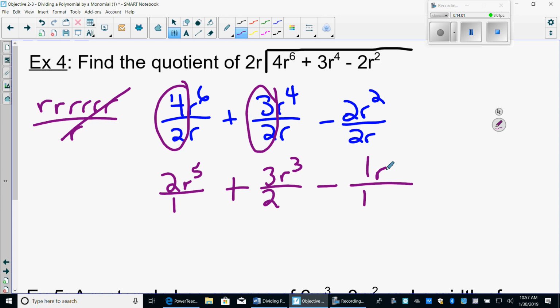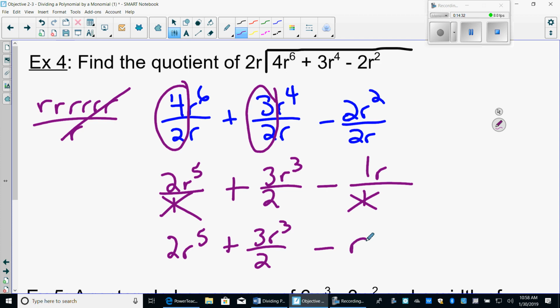Okay? And the question is, which ones do you need and which ones do you not need? You don't need the bottoms, right? You don't have to have legs to live. Do you technically need that one? Why not? Because it's not by itself. Does that make sense? And it's being multiplied. So really, the final answer would be 2r to the 5th plus 3r to the 3rd over 2. Just leave it as a fraction minus r. And you can say 1r. 1r is fine, but you don't necessarily need that one because it's being multiplied.